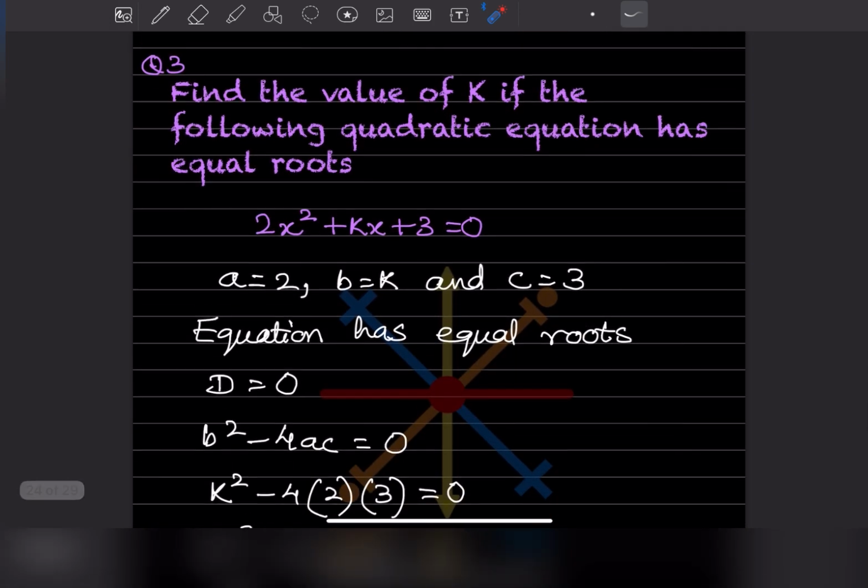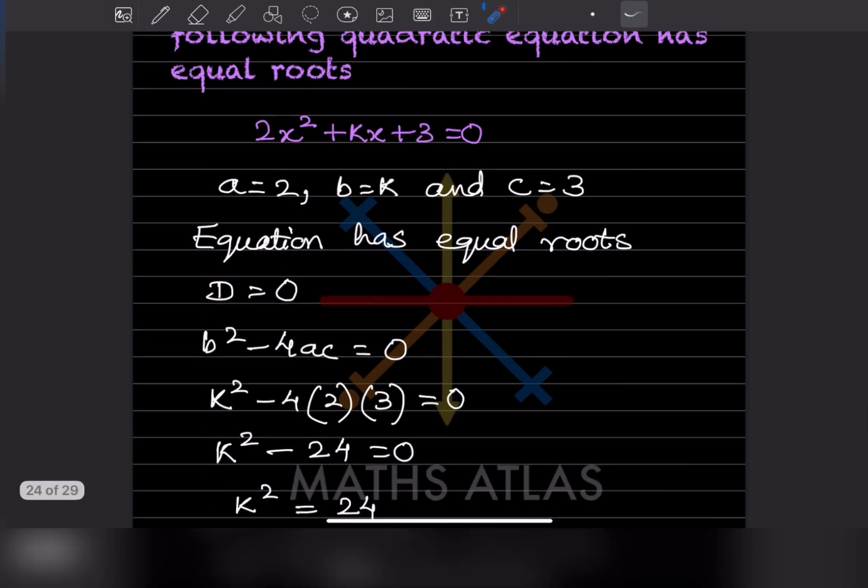Find the value of k if the following quadratic equation has equal roots. So this is the equation given. So here a is 2, b is k, and c is 3, because we are going to use ax square plus bx plus c is equal to 0. So now since this equation has equal roots, the discriminant is 0, so that will be b square minus 4ac is equal to 0.